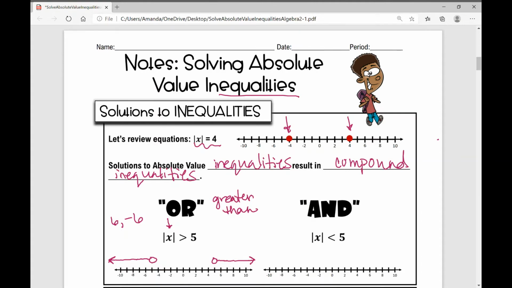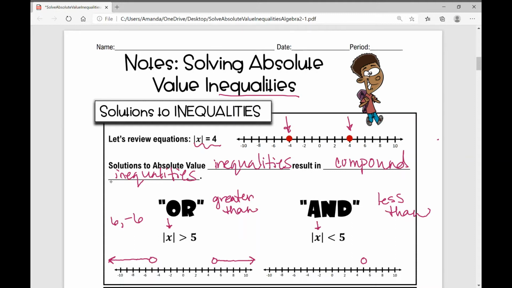Now, when we get to the examples where we have an "and" in our solution, you'll see a less than symbol. So in this problem, the absolute value of x is less than 5. Now our numbers cannot be greater than 5 that we plug in for our variable. They have to be less than 5. So what are the values that I could plug in to this inequality where the absolute value of that number is less than 5?